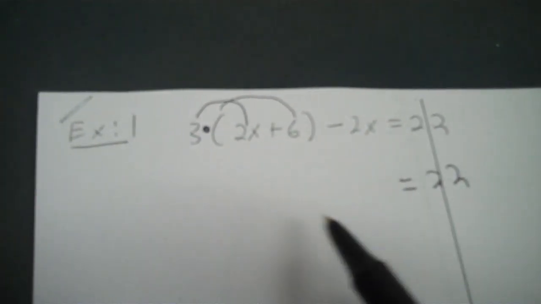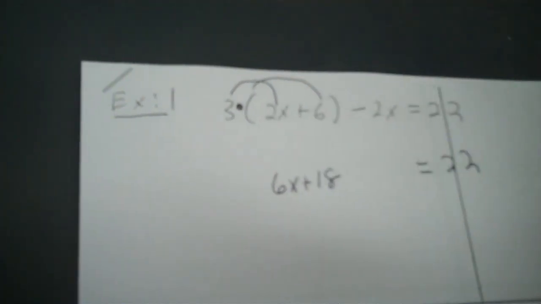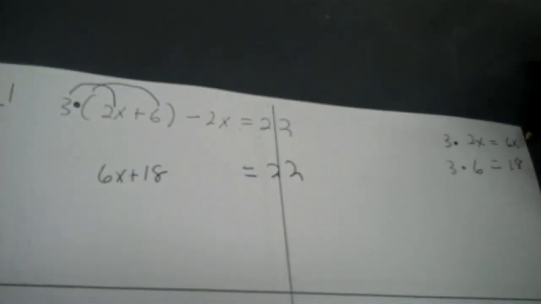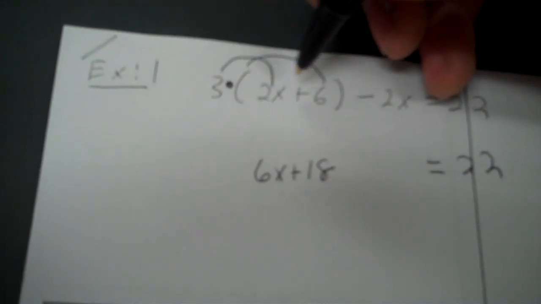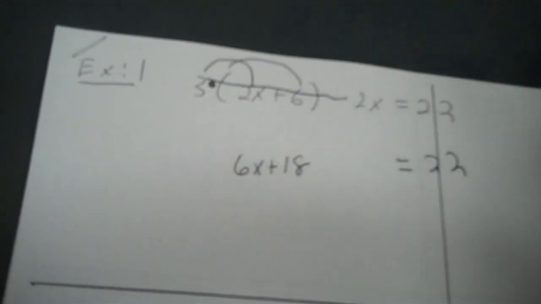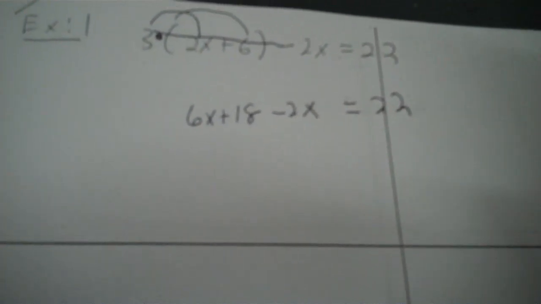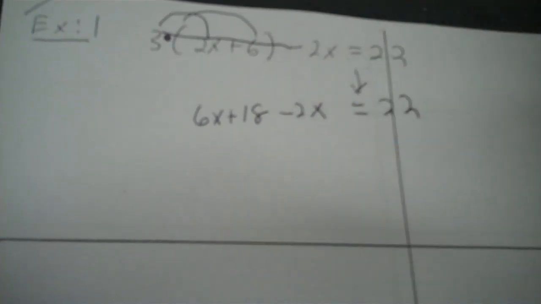So on this side of the equals, now give yourself some room. You're going to write 6x plus 18. Now after you've written those two things down, you're going to cross the parentheses and the outside multiplier out, and you still have this minus 2x that you need to write down for the equals. Alright, now the equals is right here.